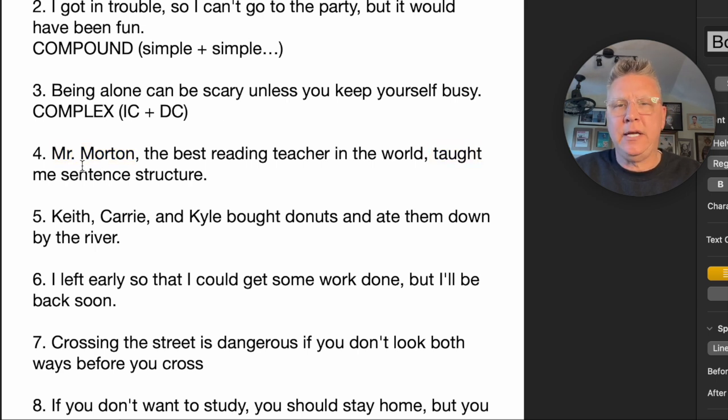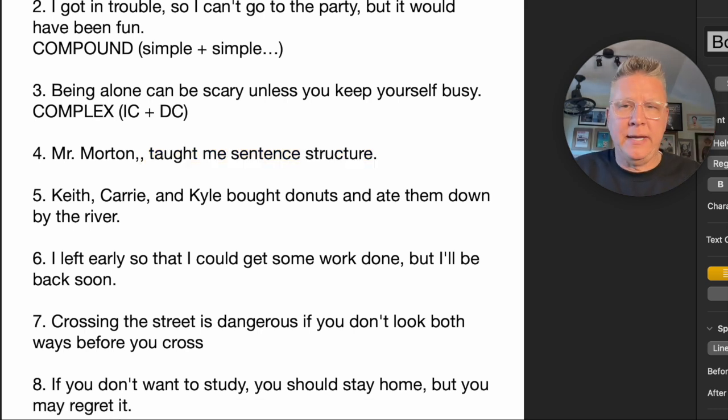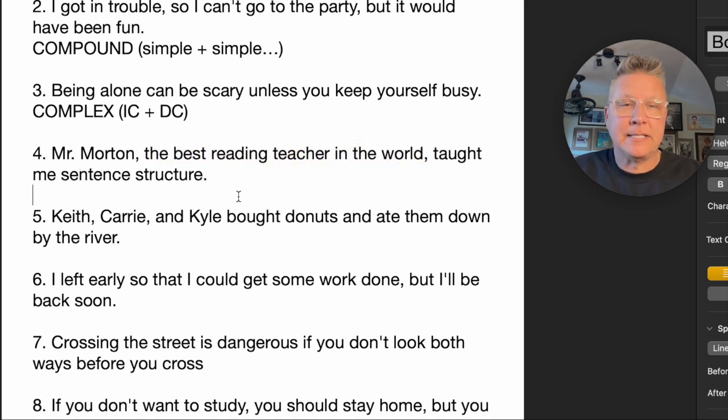And so the question becomes, well, what's this thing offset by commas? Well, this is actually what's called an appositive. It is a description of Mr. Morton, and it's actually not essential to the sentence. So it's called a non-essential clause, and it's also called an appositive. It's the same thing here in this case. In other words, if I got rid of this, the sentence still makes sense. All right, but I'm not going to get rid of it because it's part of the sentence.